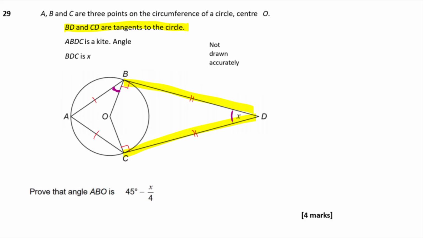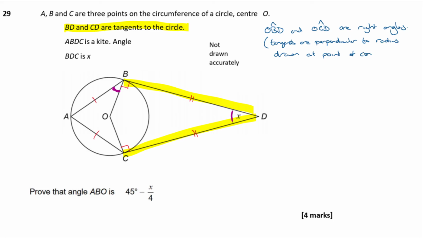I'm going to say that OBD and OCD are right angles, and the reason I know that, because I'm going to give reasons for everything, is tangents are perpendicular to radius drawn at point of contact. So it's good to write down the reasons.